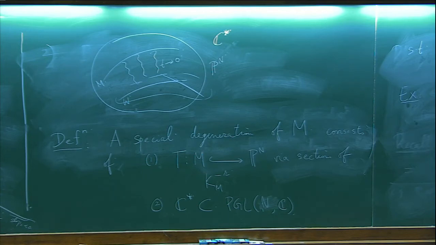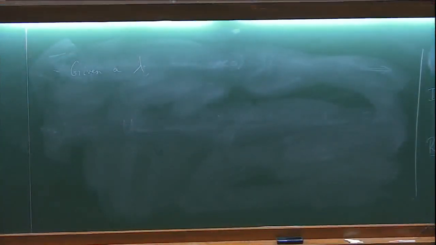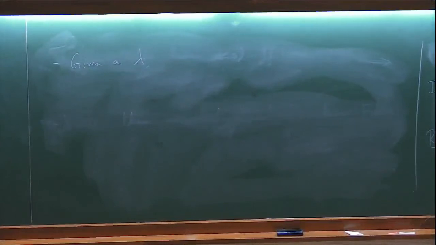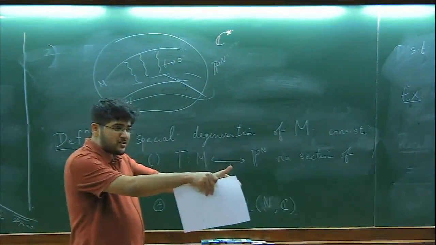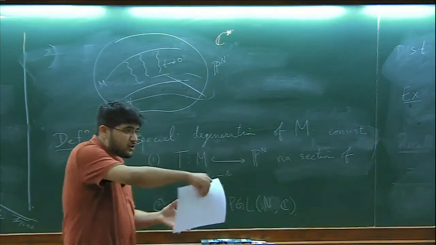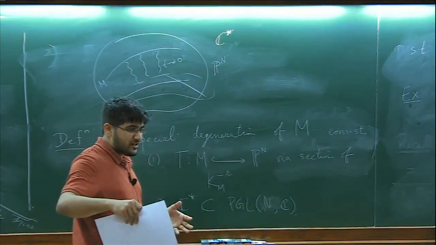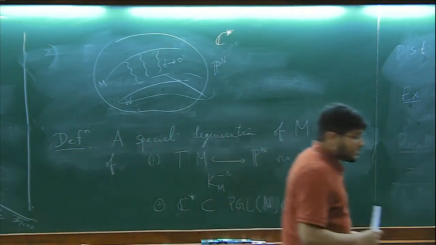Okay, so now given a special degeneration lambda, one can associate a number. So before I tell you what that number is, notice that W is a fixed point for the action of this torus, right? Because it's what you get when you pass to the limit. So clearly the torus cannot further move your limiting variety, right?